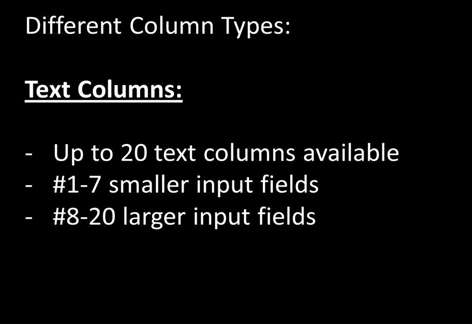Here is a quick chart showing the different types of columns and the data that can be stored in them. First, you can have 20 text columns. Any type of data can be entered into these columns, including letters, numbers, symbols, etc. It's really for anything and everything. Text column 1 through 7 uses small input fields, while 8 through 20 uses large fields when entering or editing records.